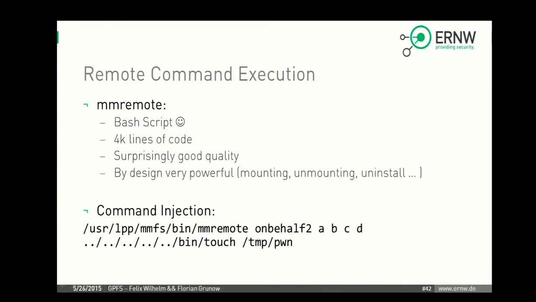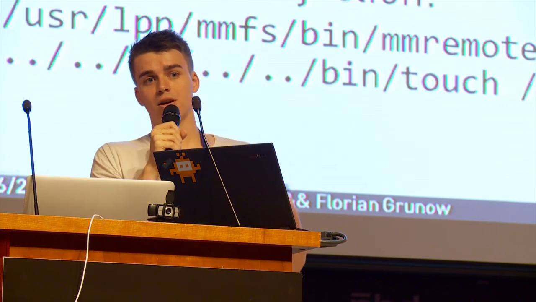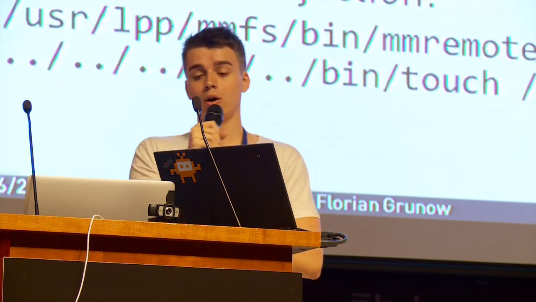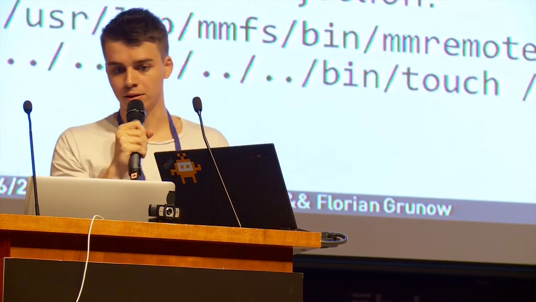And so basically, if you're on the local system and you would execute this command, you would create a file, temp pound, an empty file temp pound. Now, of course, using this message functionality I just presented, you can actually do this remotely just by connecting to the GPFS daemon without any kind of authentication. And of course, this command executes as root. So this is a remote root exploit without any kind of authentication.